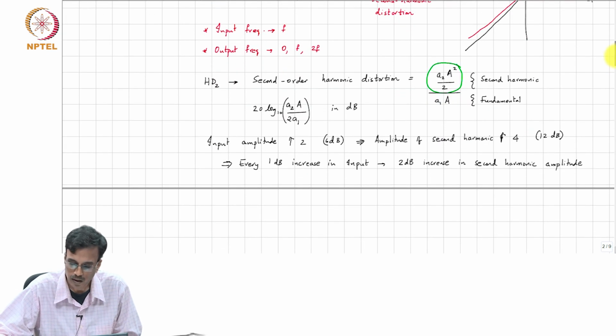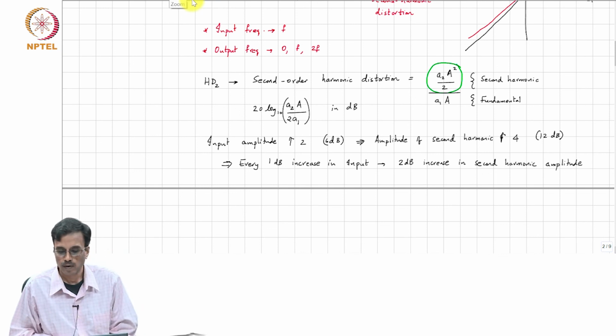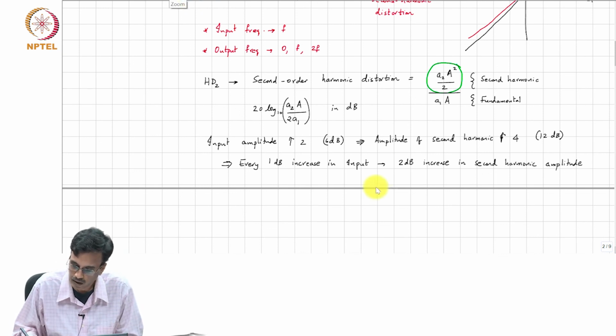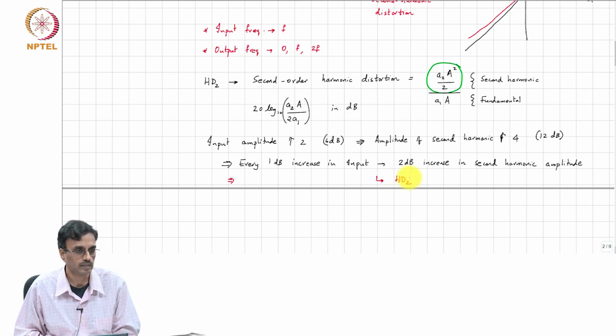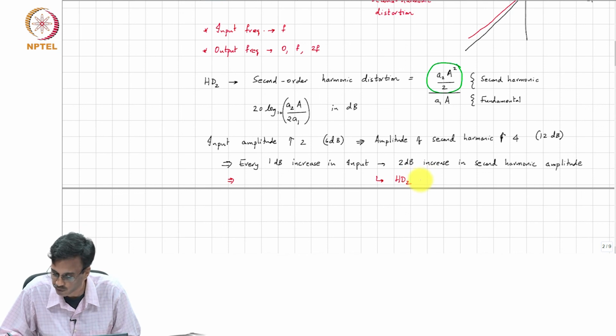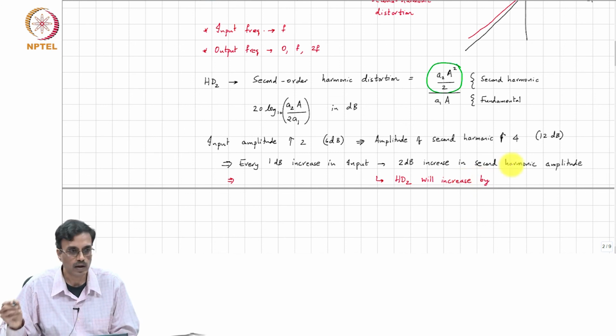Okay. So, this is also equivalent to saying that if you increase the input amplitude by 1 dB, what comment can you make about HD2? HD2 will also increase by 1 dB.